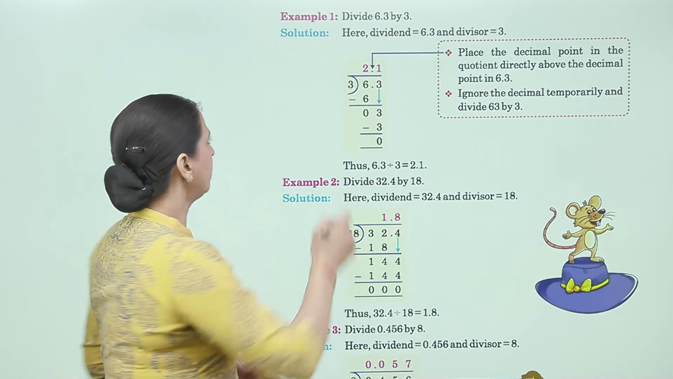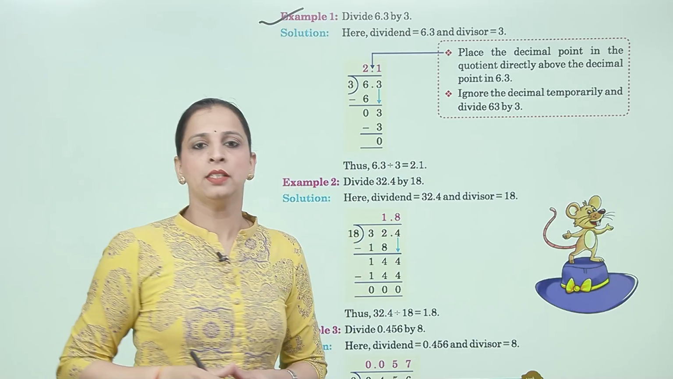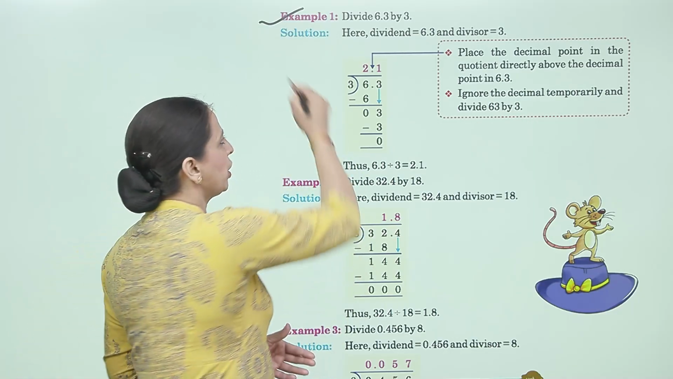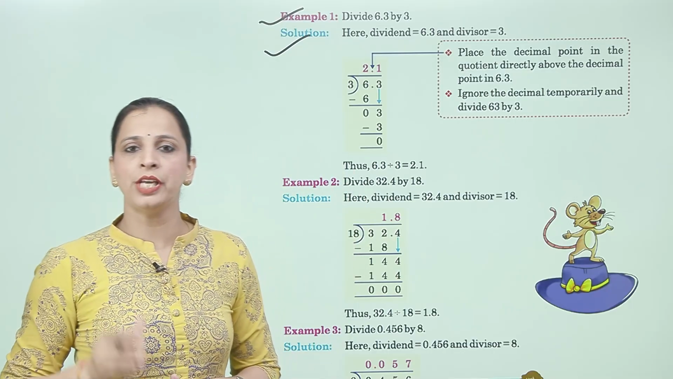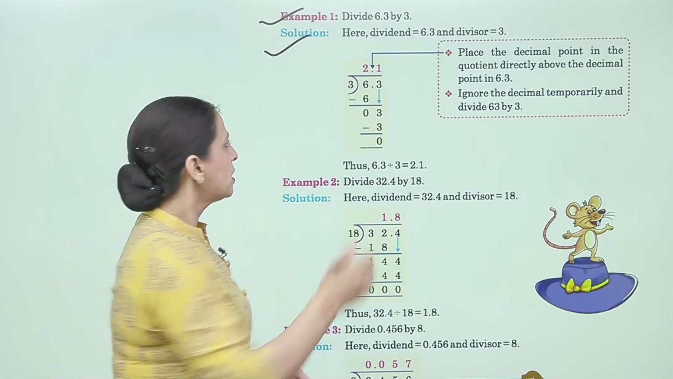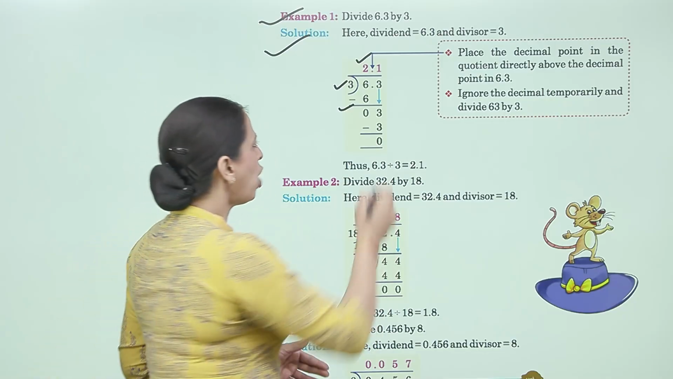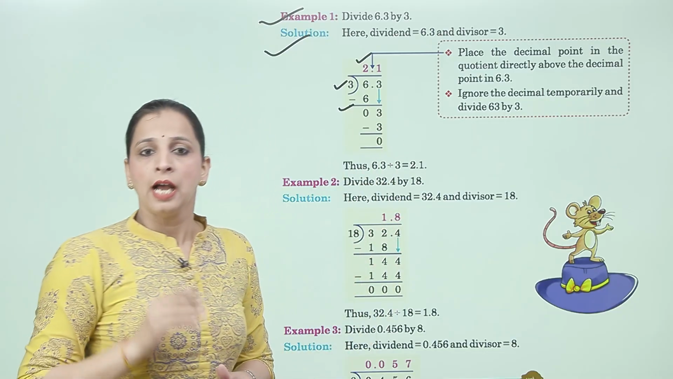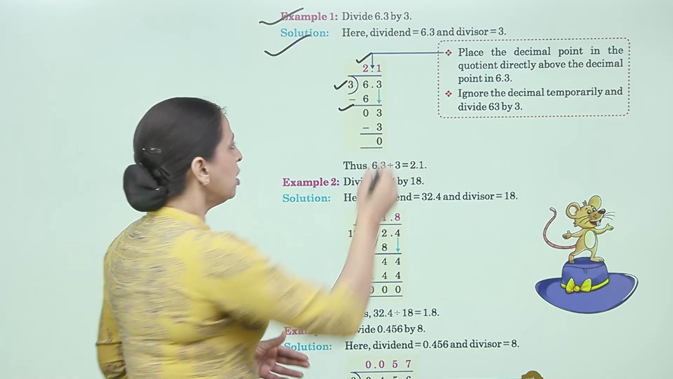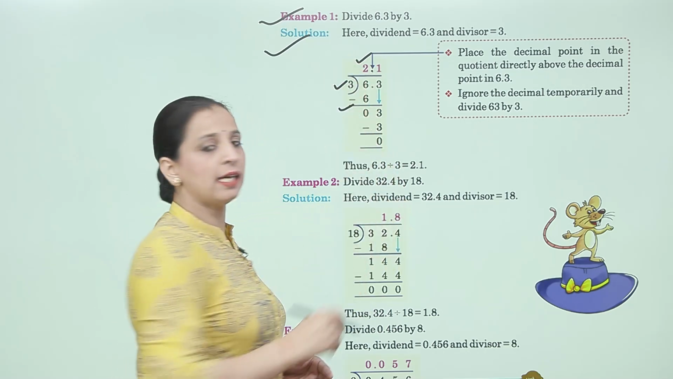Now example 1. Divide 6.3 by 3. Solution: here the dividend is 6.3 and the divisor is 3. Now start: 3 2s are 6, minus, we get 0. Now we have to bring down the digit after the decimal, so we have to put the decimal in the quotient.